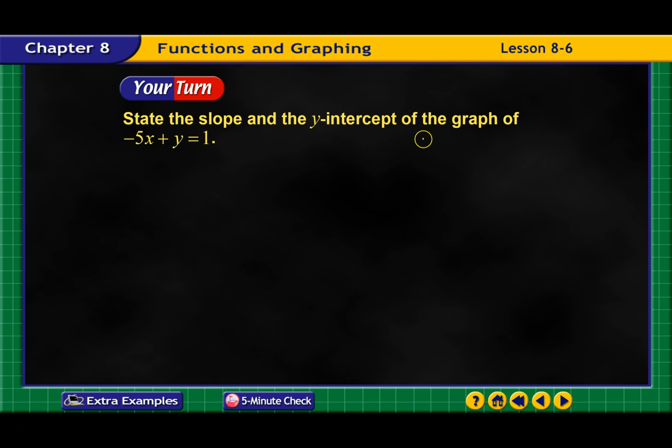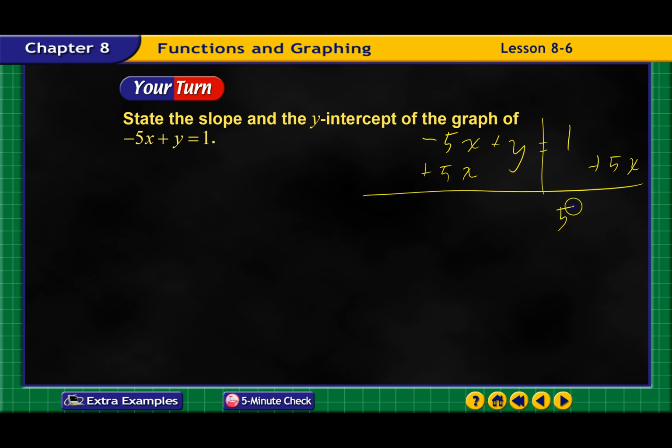Okay, so I take my thing here, I go down plus y equals 1. I need to get y by itself, so I'm going to add 5x on both sides. I'm actually going to swap these two now. So 5x, this was a positive 1, and then equals y.